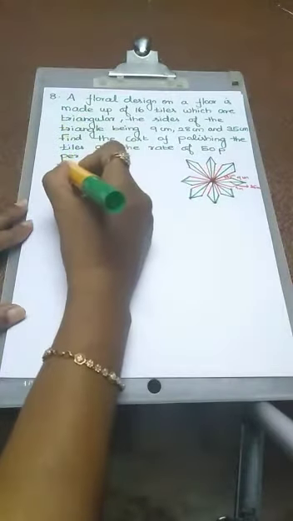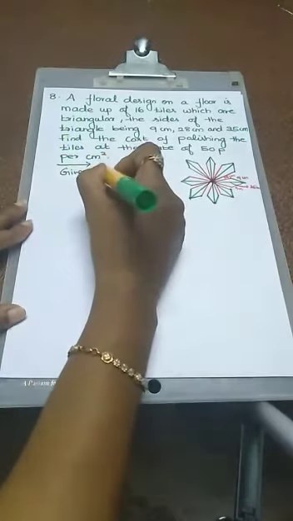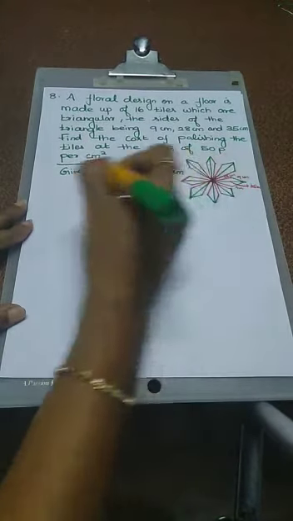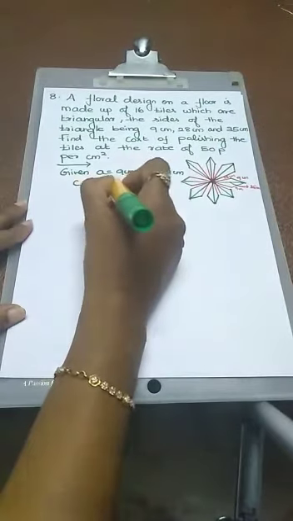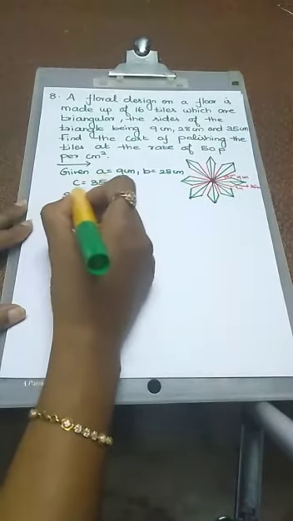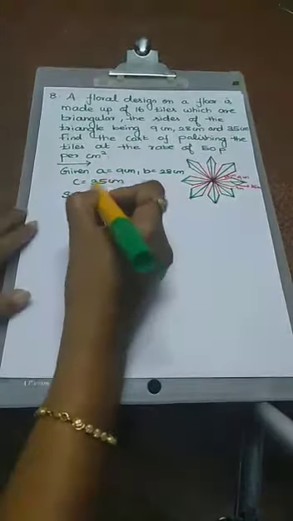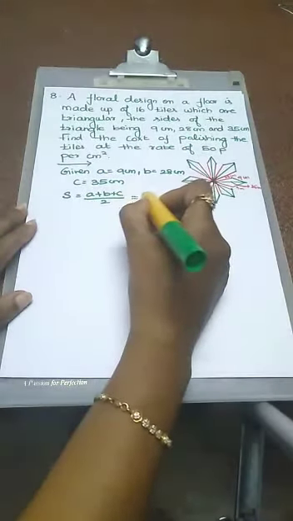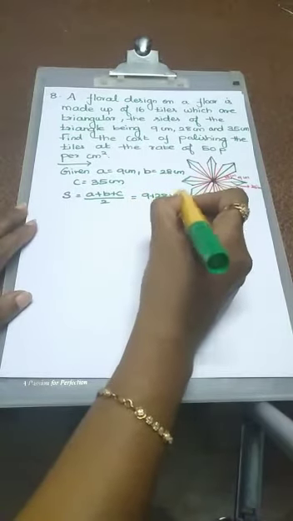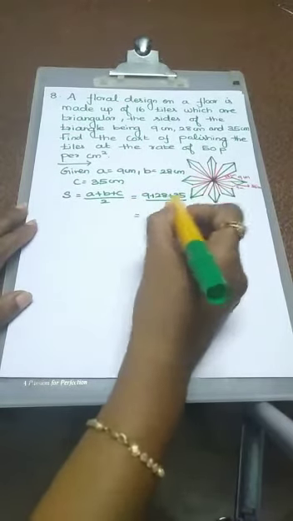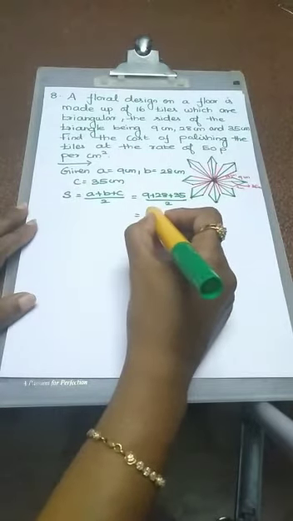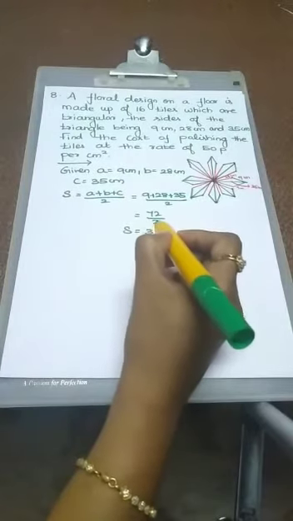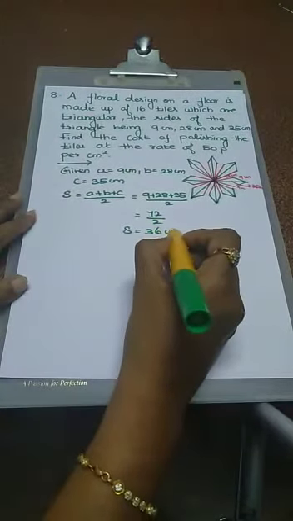We have to calculate. So, first write the given, that is A is equal to 9 cm, B equal to 28 cm and C is equal to 35 cm. First, we calculate the semi-perimeter of a triangle. What is the formula? A plus B plus C divided by 2. So, add the value 9 plus 28 plus 35 divided by 2. What is the answer? 72 by 2, that is 36. So, S value is 36 centimeter.